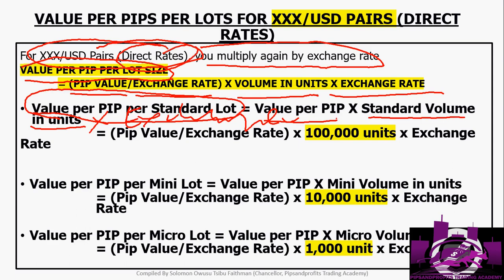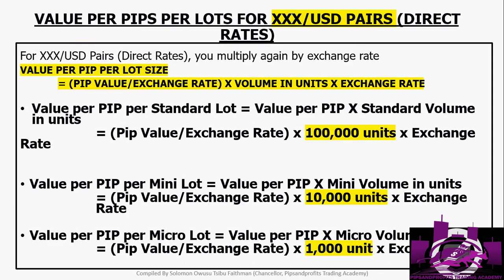Okay, so when we put that in perspective, then our value per pip per standard lot is going to be pip value divided by exchange rate times our standard volume in units, then we multiply again by the exchange rate. Now, when you do it carefully, you are going to see that in this particular instance, the answer is going to be very simple because this one is going to cancel this.